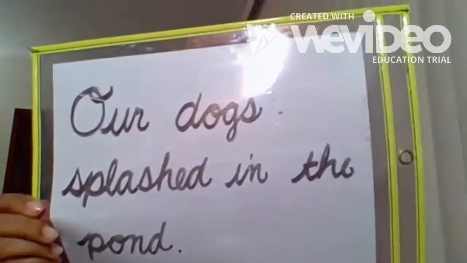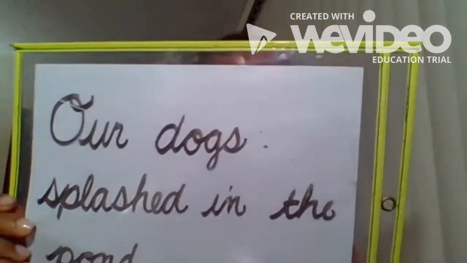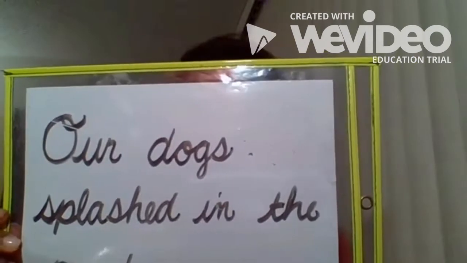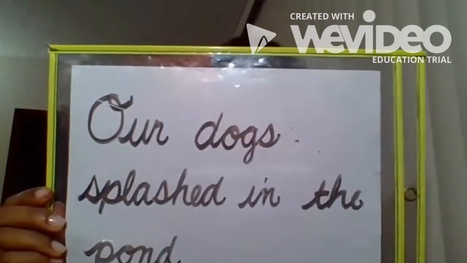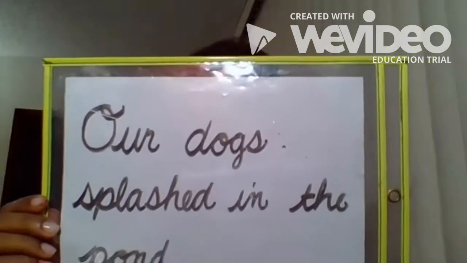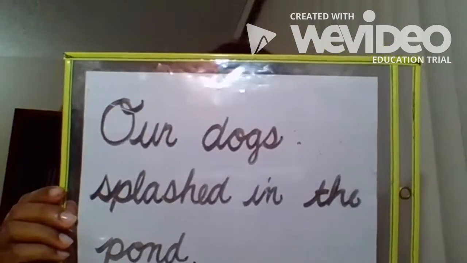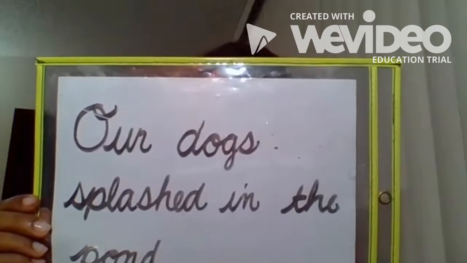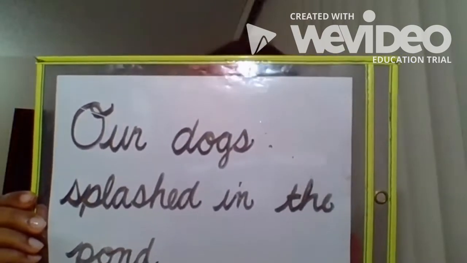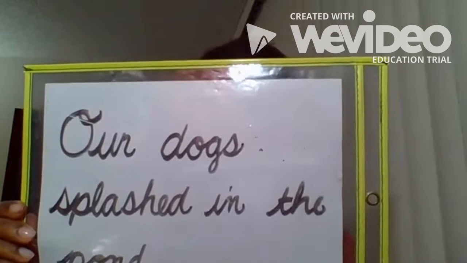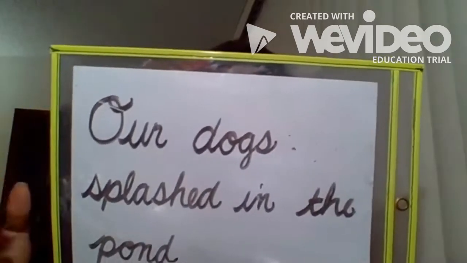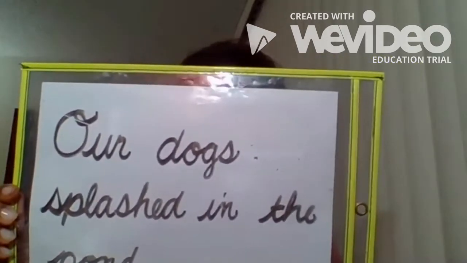Take a look at our sentence here. Remember, we're talking about simple subject, simple predicate. What is the verb in the predicate part of this sentence? Our dogs splashed in the pond. If you said splashed, you are correct. Splashed is the action or the verb that's happening in the sentence.